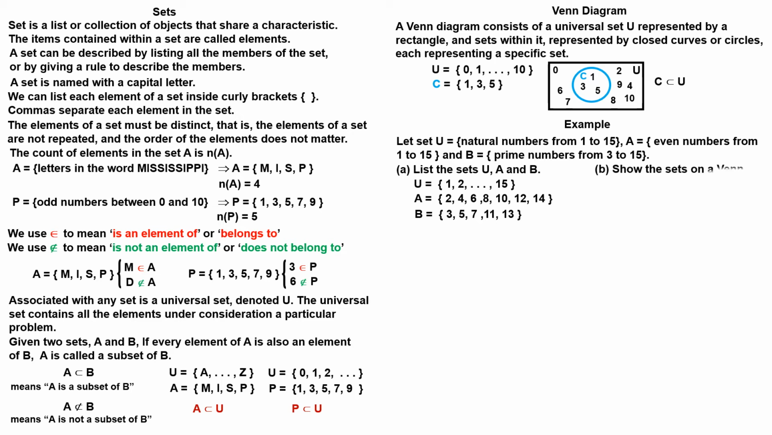Show the sets on a Venn diagram. The elements of the set A are shown within a closed curve. The elements of set B are placed within the circle. The numbers 1, 9, and 15 are part of the universal set, but they are not in set A or set B, so they are outside the circle and the closed curve.